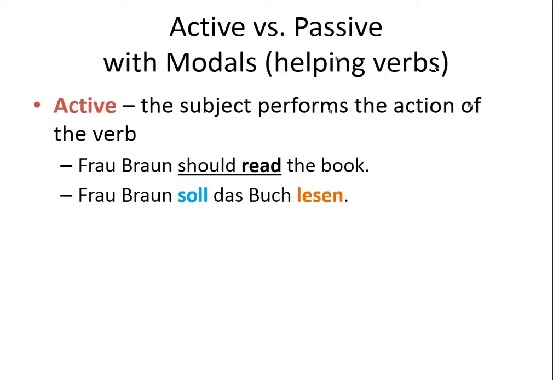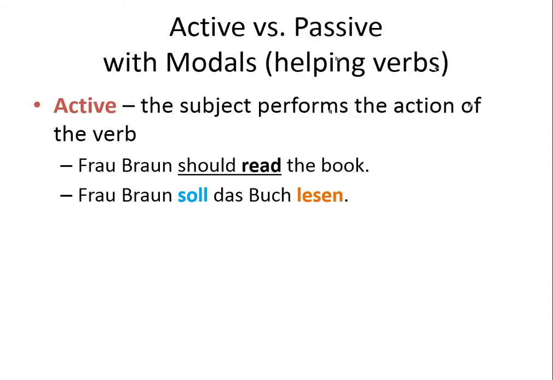So Frau Braun should read the book. The verb or verb phrase is should read. Who or what should read? Frau Braun. So Frau Braun is the subject. Is the subject performing or doing the action of the verb? Yes, so this is active voice.